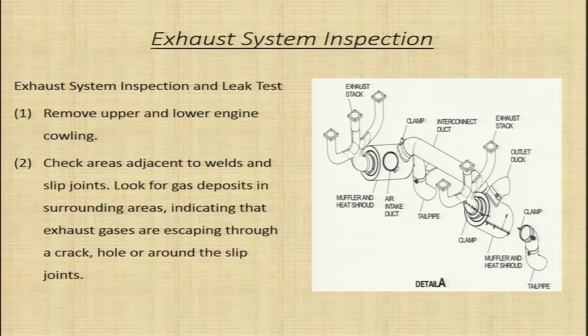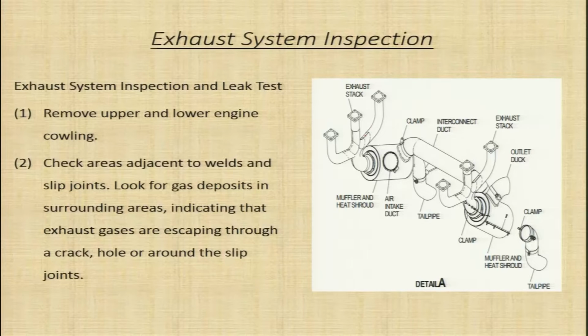Now, let us see what are the inspections to be carried out on the exhaust system. There are certain inspections, certain leak tests which are to be carried out on the system. In order to do these inspections, you have to first remove your upper and lower cowlings, then check areas adjacent to welds and slip joints. So, you have the welds here on the exhaust, you need to check the areas around the weld and the slip joint. Look for gas deposits in the surrounding areas.